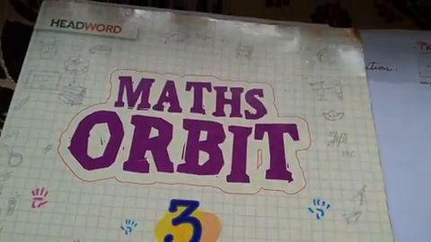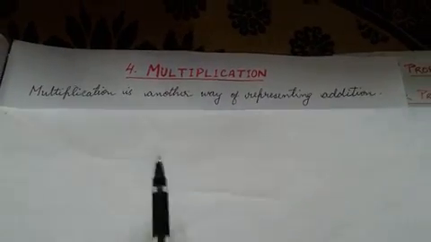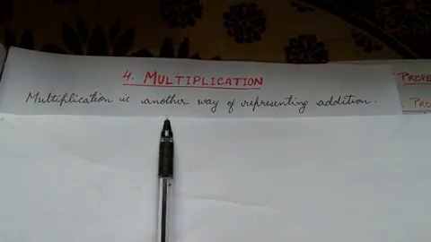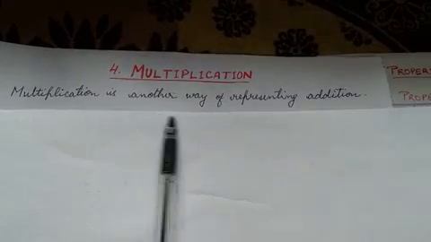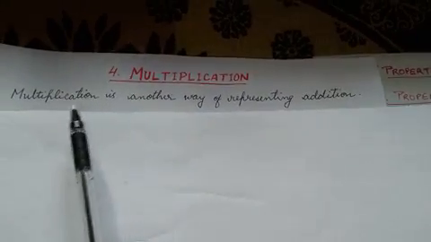You need to study. We are dealing with lesson 4 of the Maths Orbit book. We are dealing with lesson 4, multiplication. Now the definition of multiplication is another way of representing addition. Actually, multiplication is another way of representing addition.